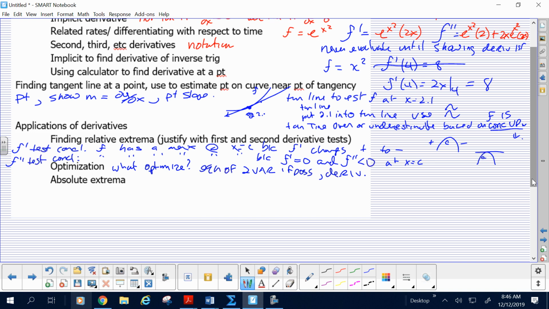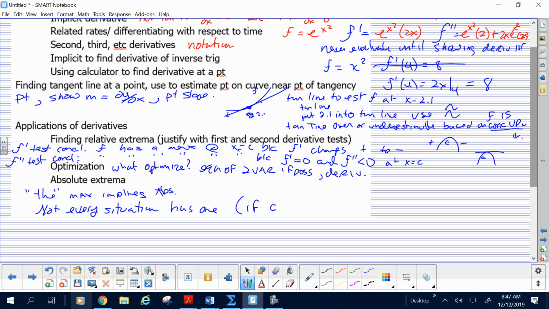Okay, first derivative test. Absolute extreme is a little different animal. You need to read carefully for absolute versus relative. If it says the max, that implies absolute extreme, not relative. The max is the max. Not every situation has an absolute max.